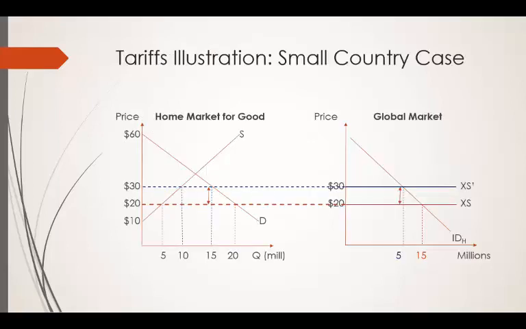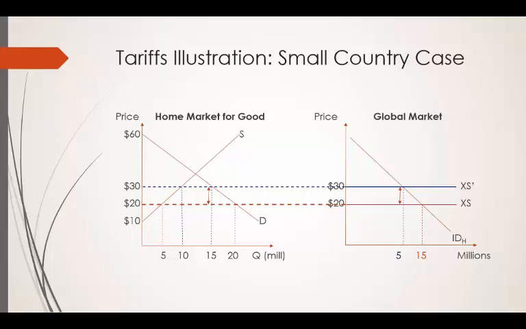The graphs depict this scenario. Imports under free trade are 15 million units of that good. However, the tariff is tacked onto the world price of $20 so that now the good costs $30 per unit and imports fall to 5 million. This is seen in both diagrams.